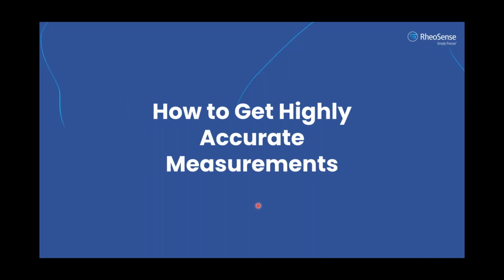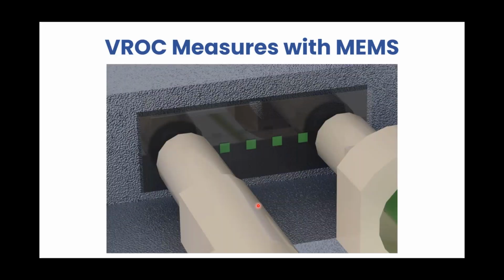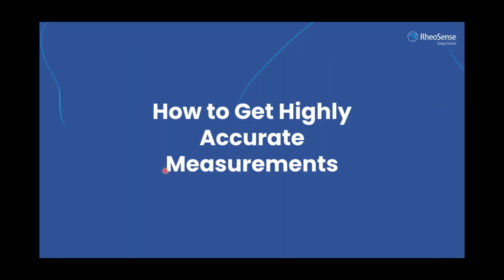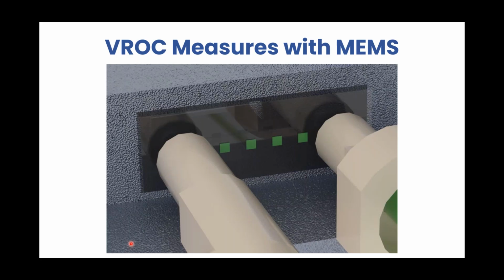So how can we get highly accurate measurements of viscosity using our VROC technology? How does the technology work? So here we have a little video. Let's see if it works here. Maybe if I go back. That's okay. So perhaps we could show this another time. So the VROC stands for viscometer rheometer on a chip.